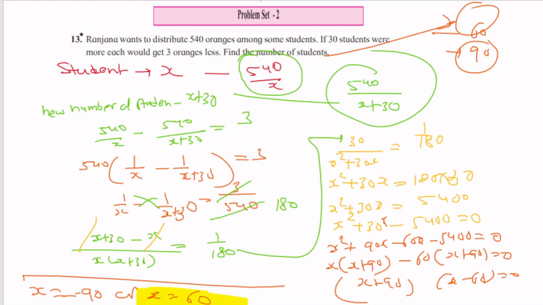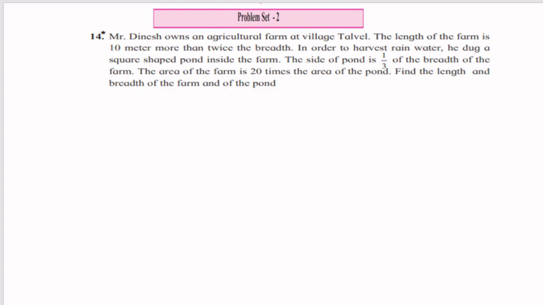Let's move to question number 14. Question number 14 is very interesting. Okay, saying that you have to read the question properly to understand the solution. It says Mr. Dinesh owns an agriculture farm at village Talwil. When you say agriculture farm, right, it's always in rectangular form. We can consider square also, but they have to provide, otherwise a farm is always rectangular, right? He owns a farm. The length of the farm is 10 meters more than twice its breadth. Breadth is not given, so breadth we have to assume.